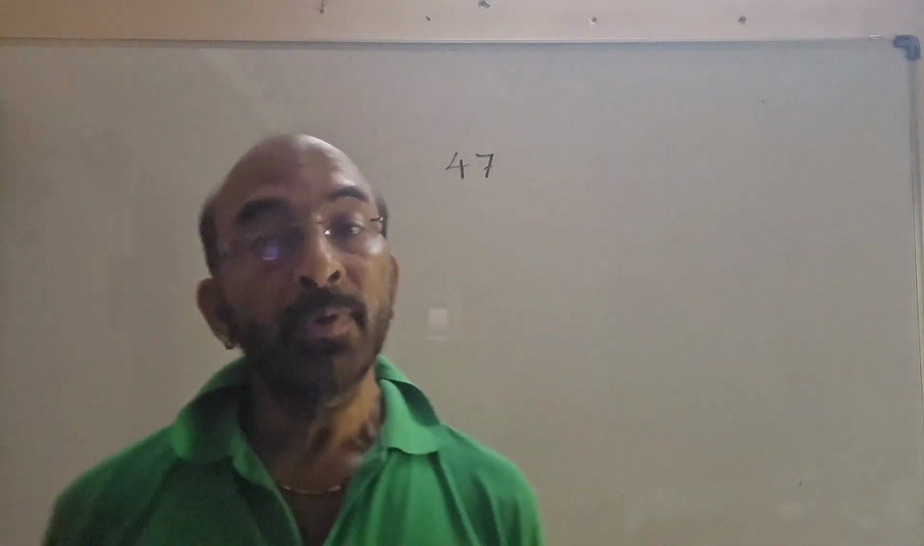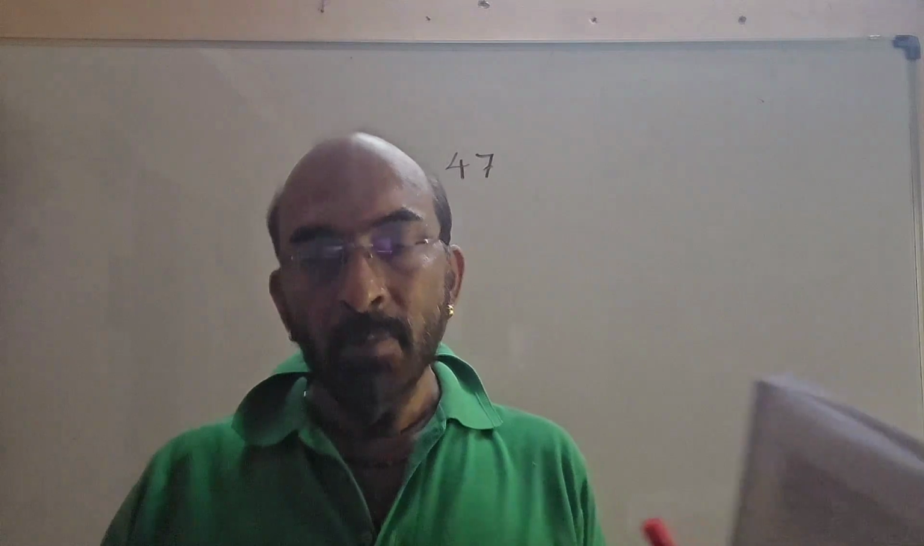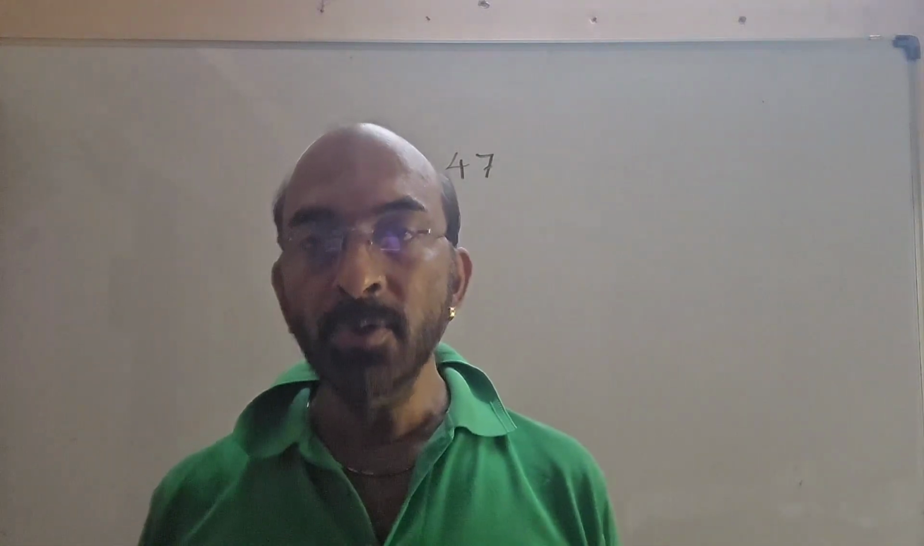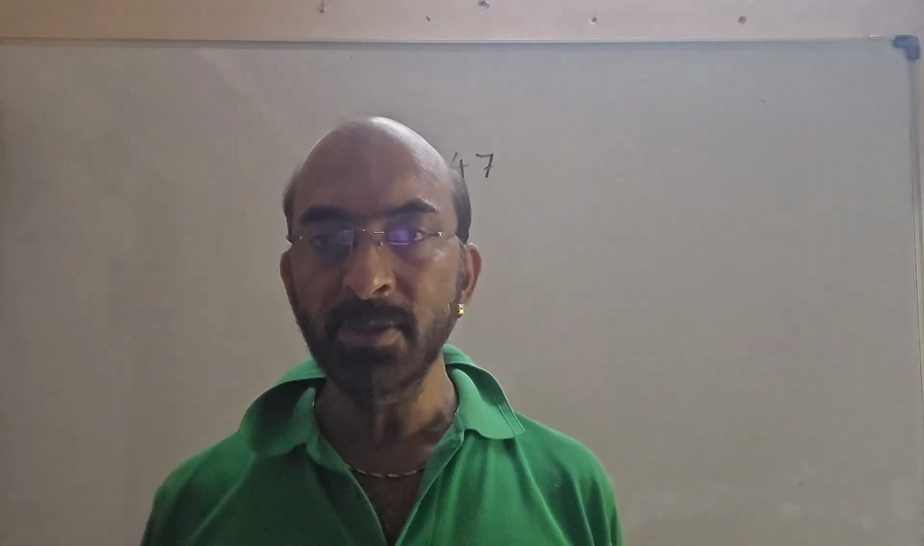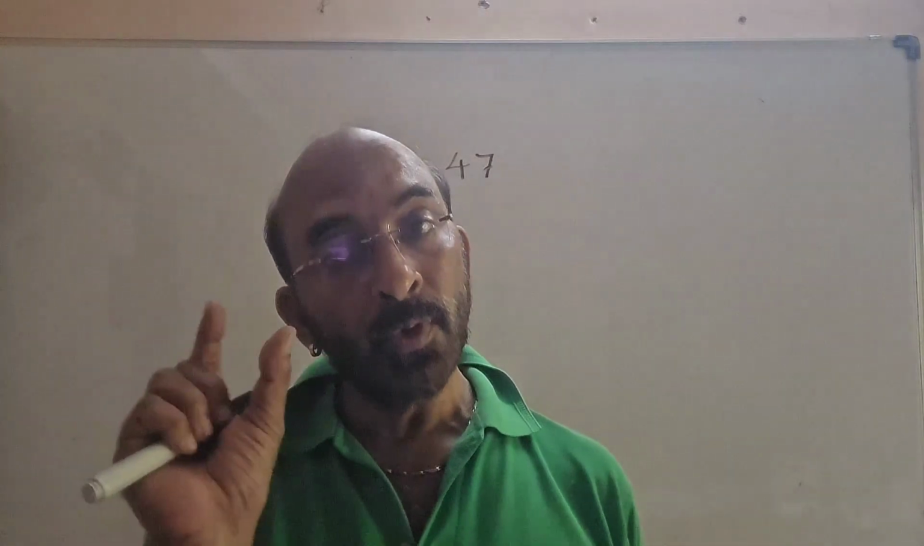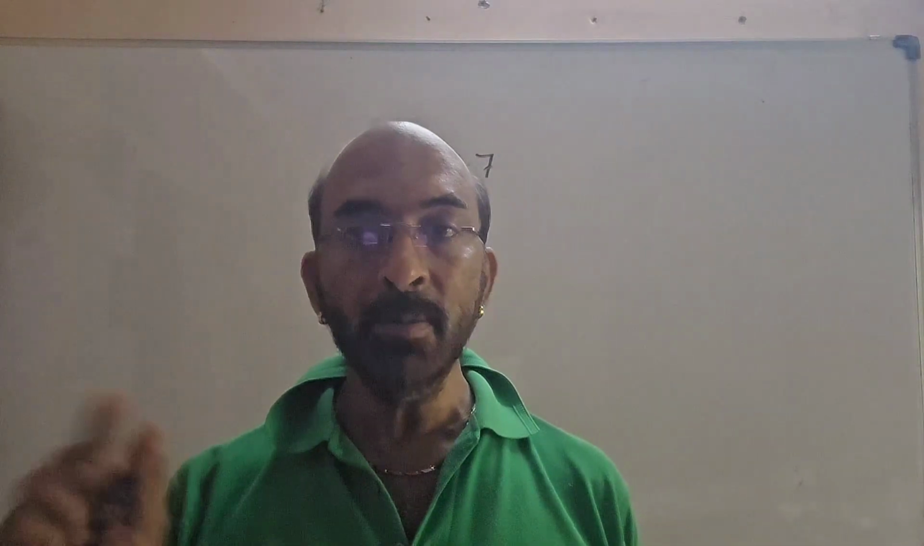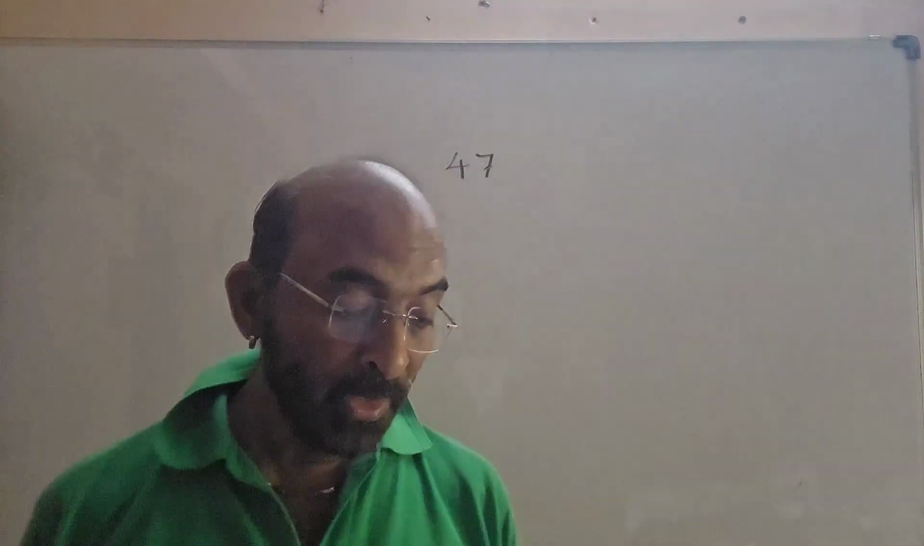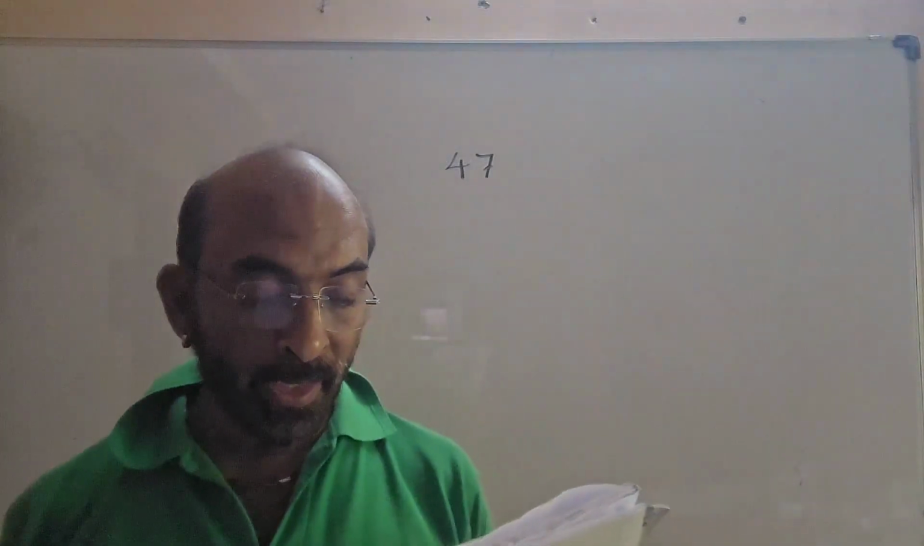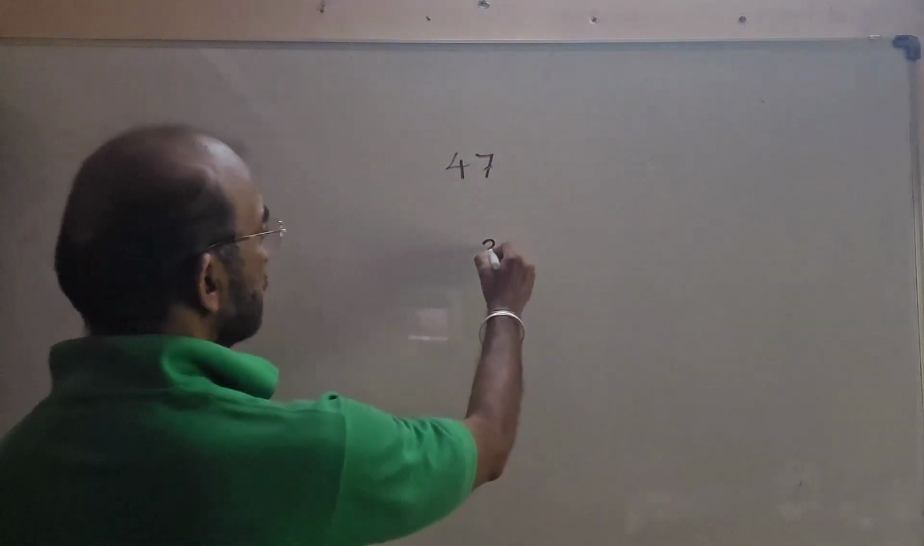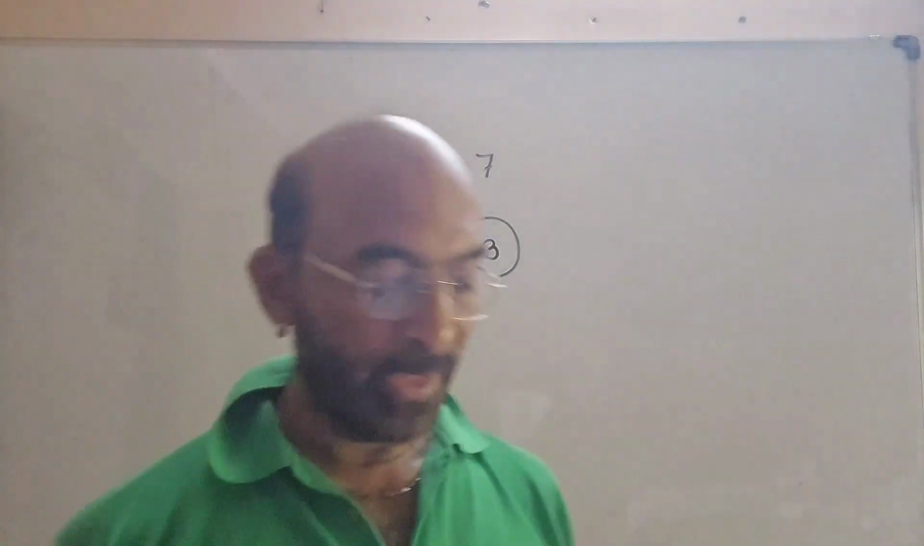Now statement 2: As bond order increases, the bond length increases. We know when the bond order increases, the bond becomes shorter and so the molecule becomes stable, isn't it? So this statement is wrong. When bond order increases, the bond becomes shorter and the molecule more stable. So statement 2 is also incorrect. So both statement 1 and statement 2 are false. 3 is the answer. Question number 47, 3 is the answer.